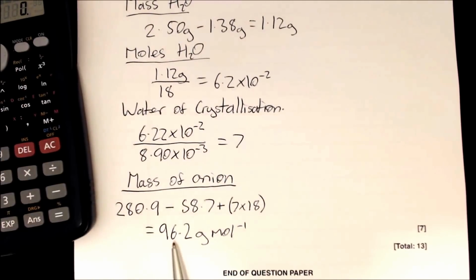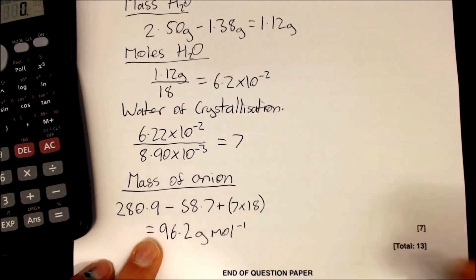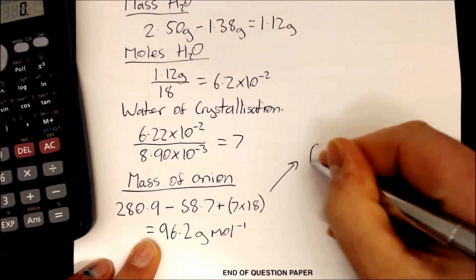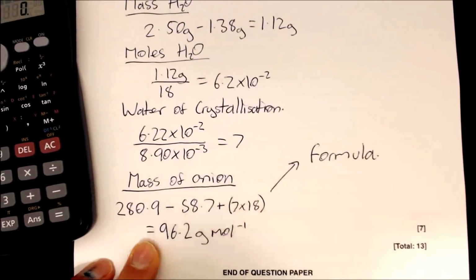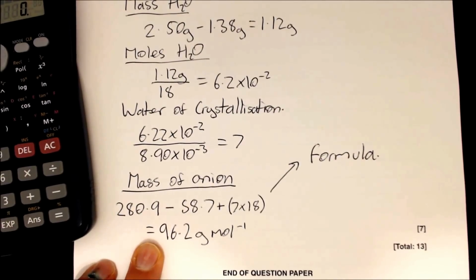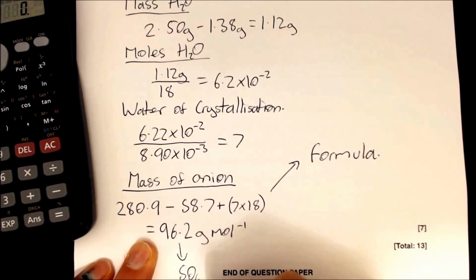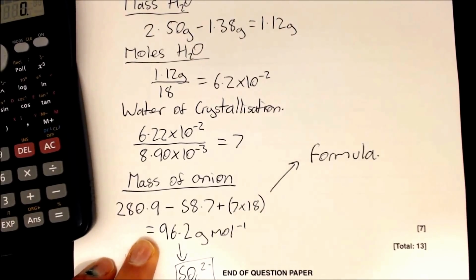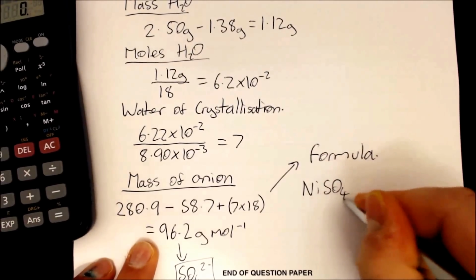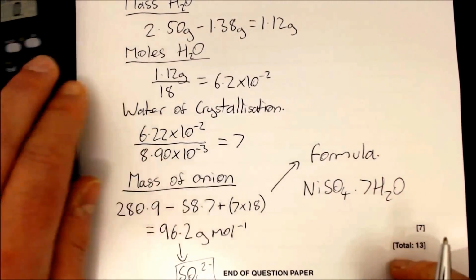Okay, and so now what we have to do is think, right, we need a formula that could fit in there, so a potential formula. So I'm going to do this bit up here. So I'm going to put formula. So we need to think of something with a mass of 96.2 or roughly thereabouts, and that could easily be a sulfate. An SO4 2 minus, that would have a mass of 96.2. So in terms of the formula, our formula would be NiSO4.7H2O. And there we have it.